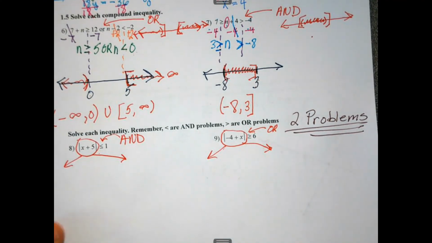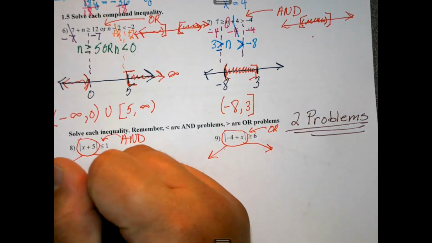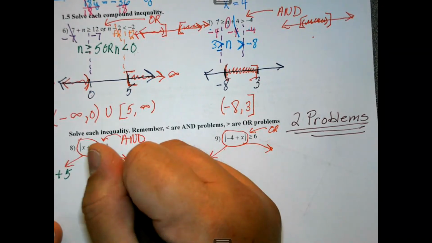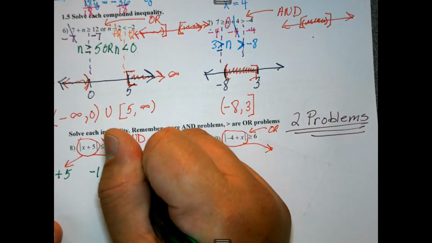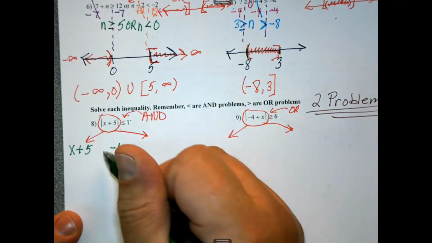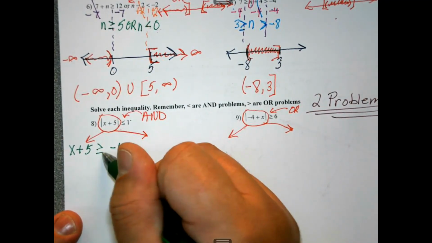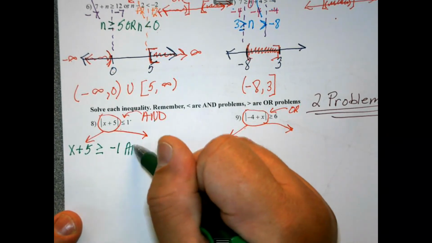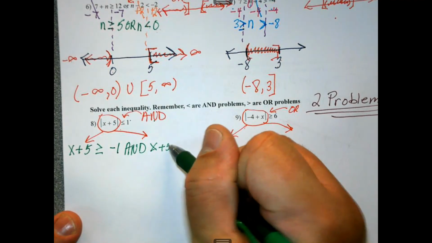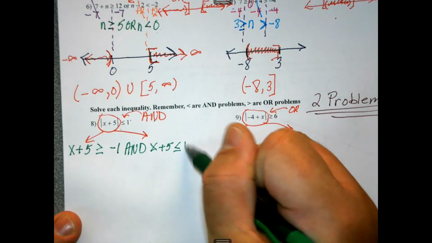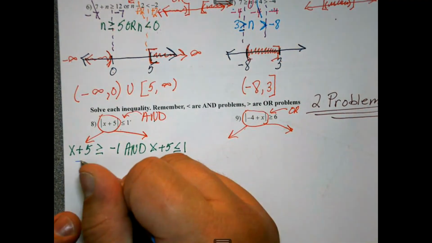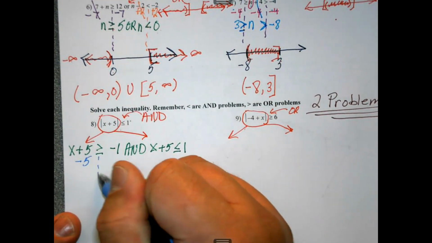Okay? Split them up. Take what's inside, x plus 5. Now, I like taking the negatives first, so I'm going to use negative 1. Because I'm going from positive 1 to negative 1, I'm going to flip that sign. It's an and problem. Take what's inside and keep everything the same and solve it. So I'm going to subtract 5 from both sides.